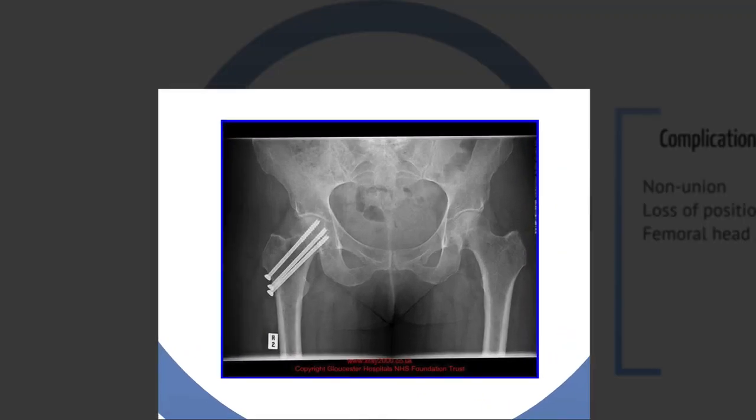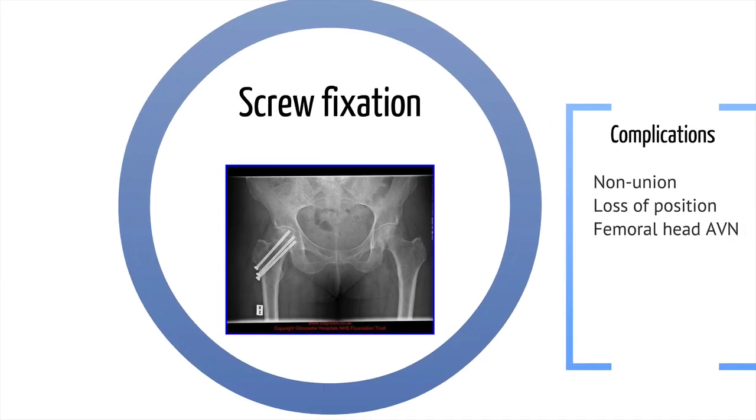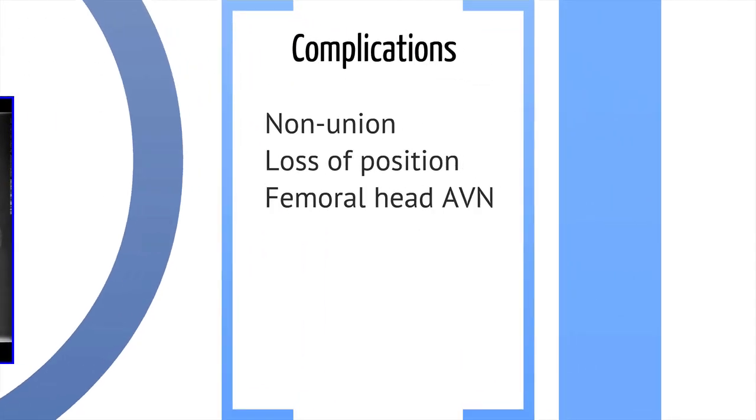Here we see an example of screw fixation, and we can see cannulated screws that are holding the head in place. Complications of this include failure of the mechanism of fixation, causing a non-union of the fracture, loss of position of the distal or proximal side, and sometimes femoral head avascular necrosis.